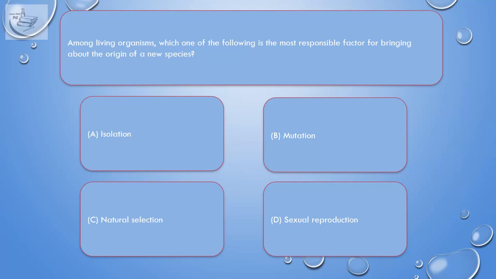Question: among living organisms, which one of the following is the most responsible factor for bringing about the origin of a new species? A. Isolation. B. Mutation. C. Natural selection. D. Sexual reproduction. Correct answer is B. Mutation.